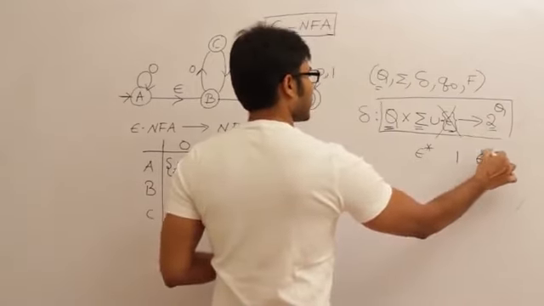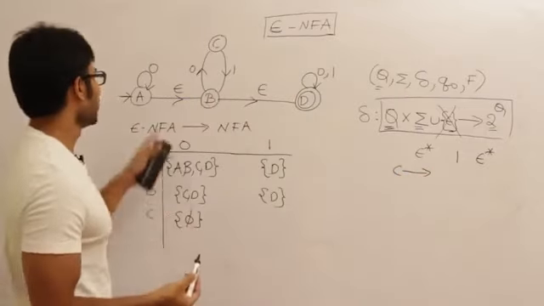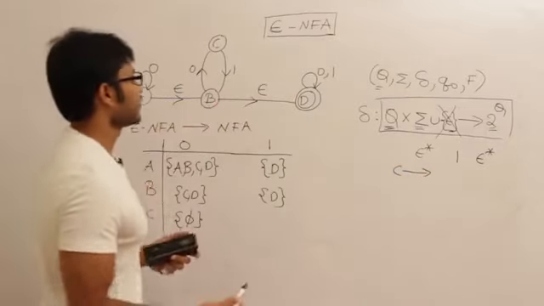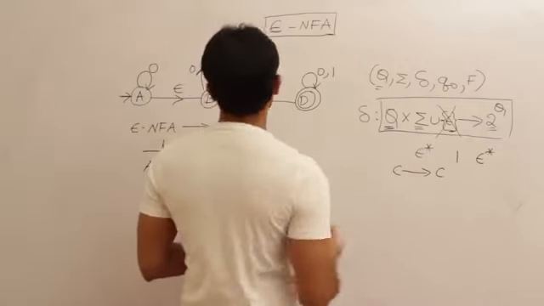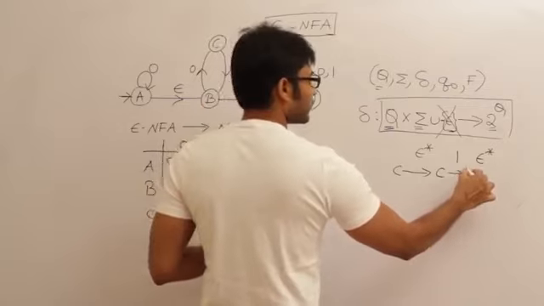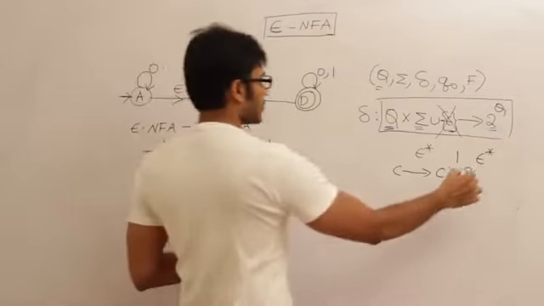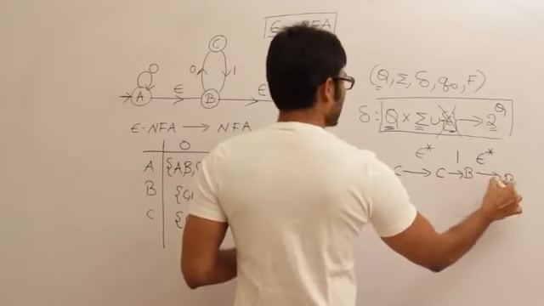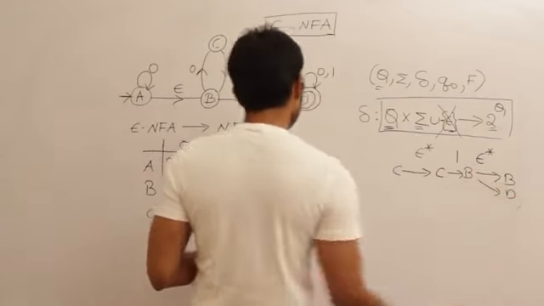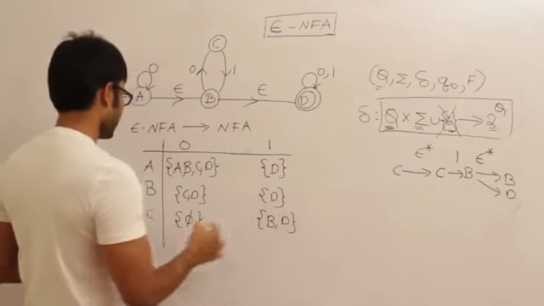What about C on 1? Find out C on epsilon star, or epsilon closure of C. So C, epsilon closure is C itself. And what about C on 1? C on 1 is going to B. And what about epsilon closure of B? So it can even go to B as well as D. Therefore I have to write it as B, D.